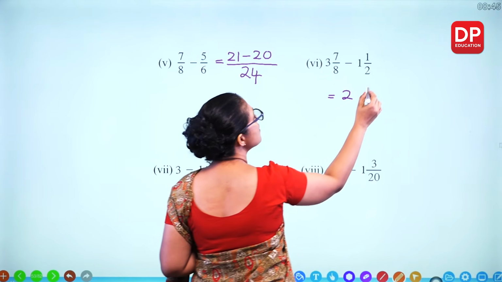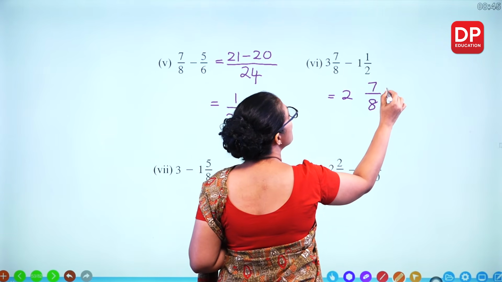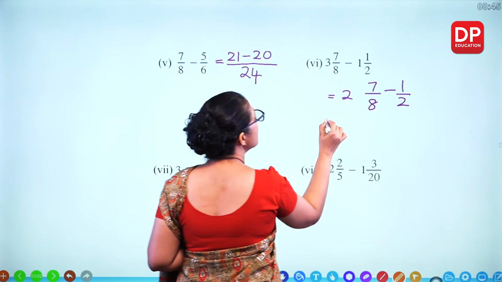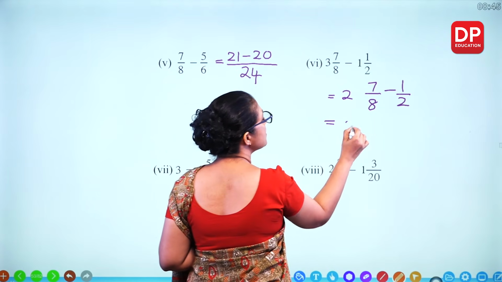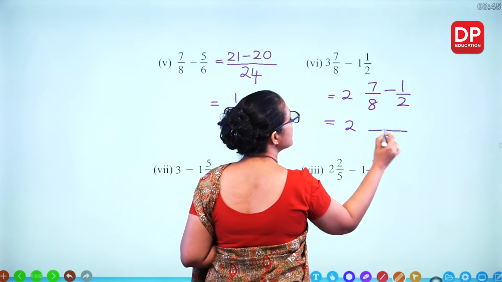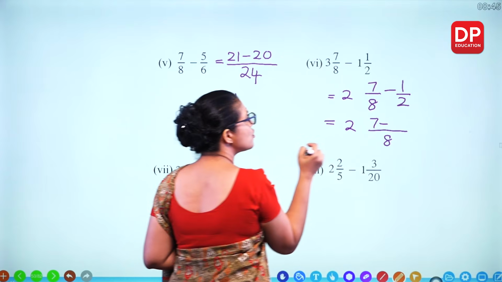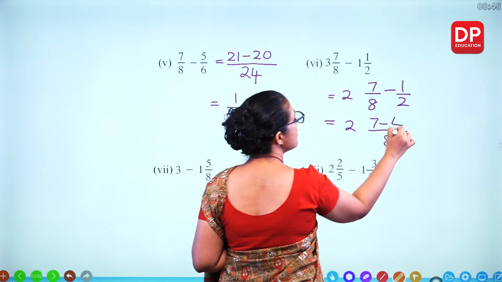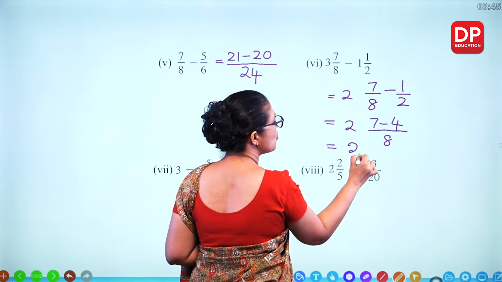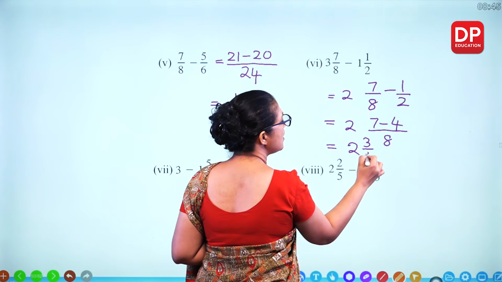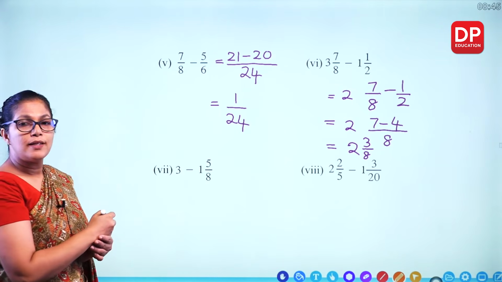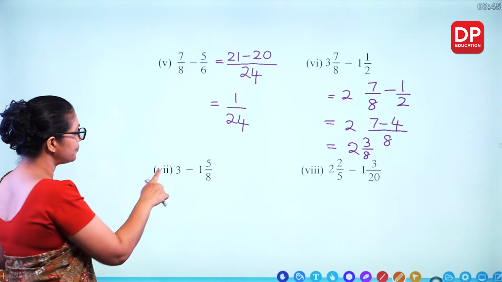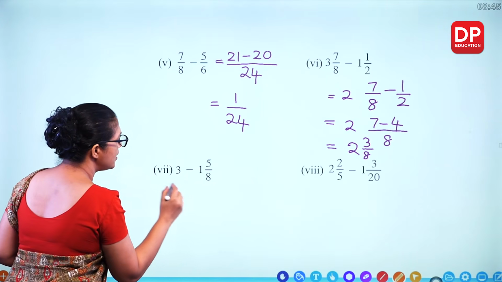2. Now subtract the proper fractions. What's the lowest common multiple? 8. 7 is there. Convert to the equivalent fraction. 4 times 2, 8. 4 times 1, 4. So you get 2 and 3 over 8. Here, subtract the whole numbers. 3 minus 1, 2.